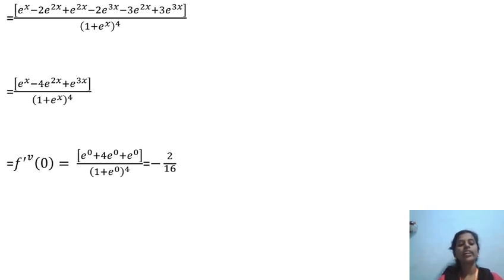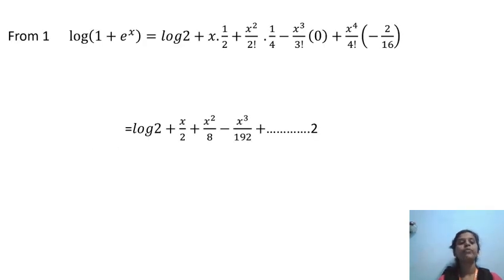Then taking x equals 0, we get e^0 − 4e^0 + e^0 divided by (1 + e^0)^4. So we get −2 by 16. From the first equation, log(1 + e^x) equals log 2 plus x · 1/2 plus x²/2! · 1/4 minus x³/3! · 0 plus x⁴/4! · (−2/16).